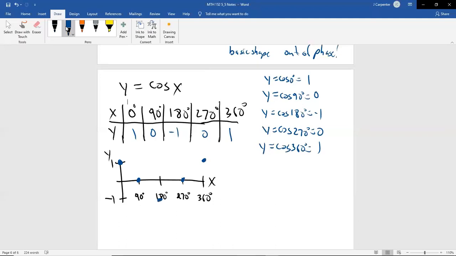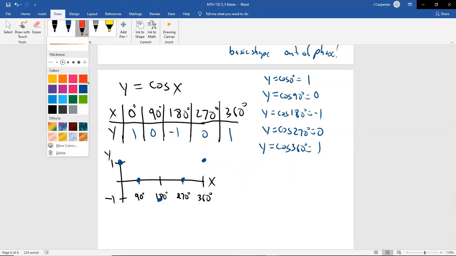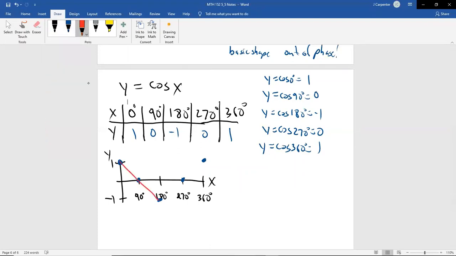So here's what some people might accidentally think. They'll think that what I'm doing is wrong. I'll do red for wrong. They'll do this. Oh, this just forms a V. This is a cosine wave.